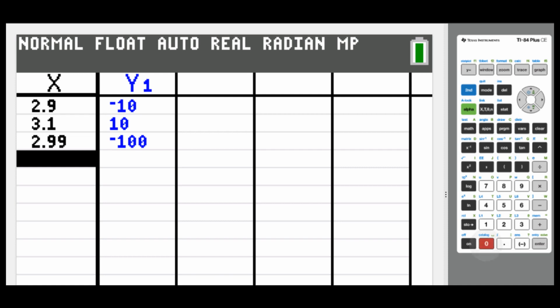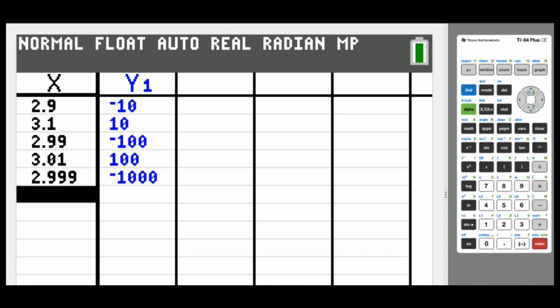Let's see what happens from the right hand side. I'll put in 3.01, and the output is positive 100. Let's just try one more unit closer. So from the left, I'll do 2.999. Press enter. I get negative 1,000. Let's see what happens if we approach 3 even closer from the right, such as 3.001, and that gave us 1,000.